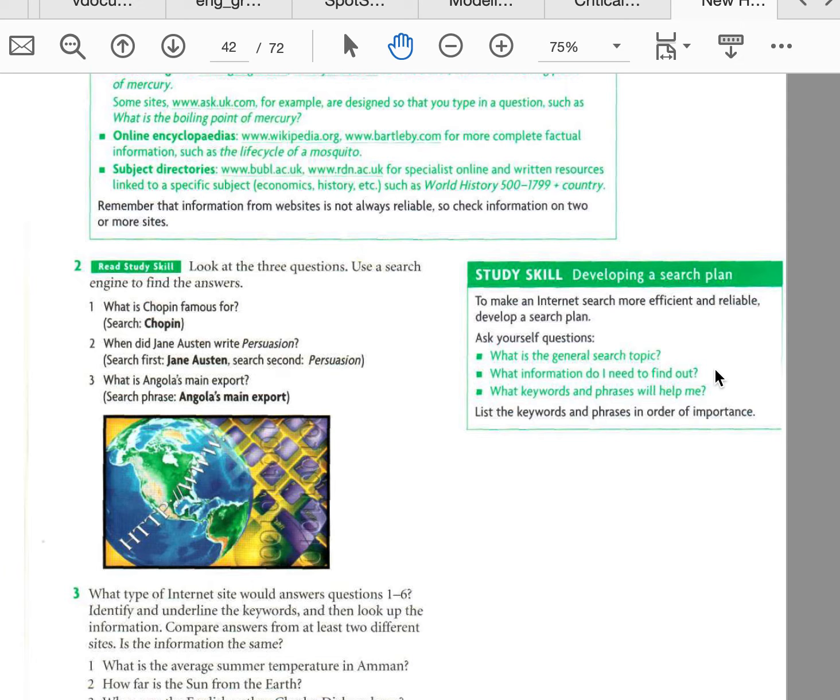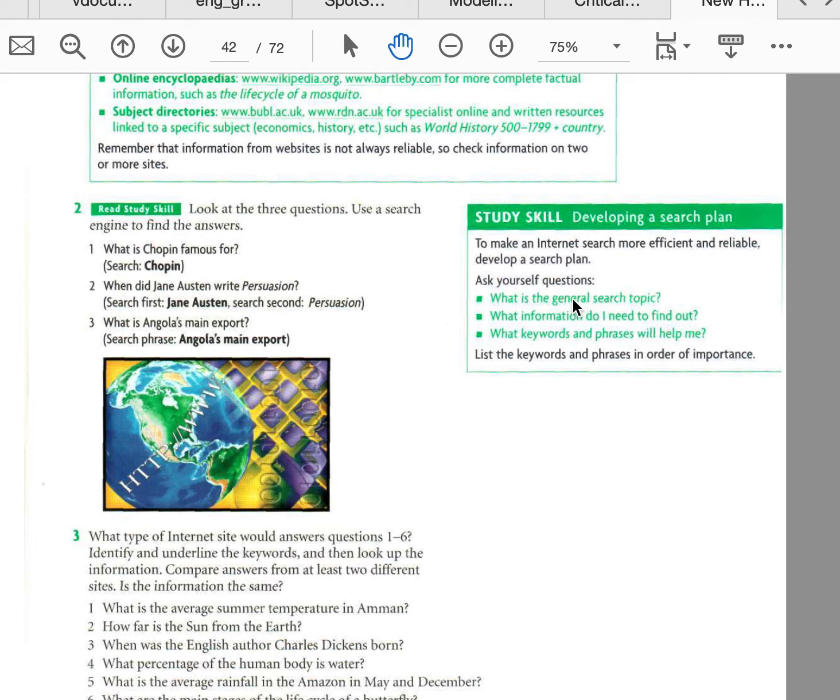Adopt this search plan. So ask yourself these questions: what is the general search topic? What is your general topic? If you talk about geotechnical, soil, loose soil, what about geotechnical engineering or transportation or sanitary or environmental or building, all the stuff. What information do I need to find out?